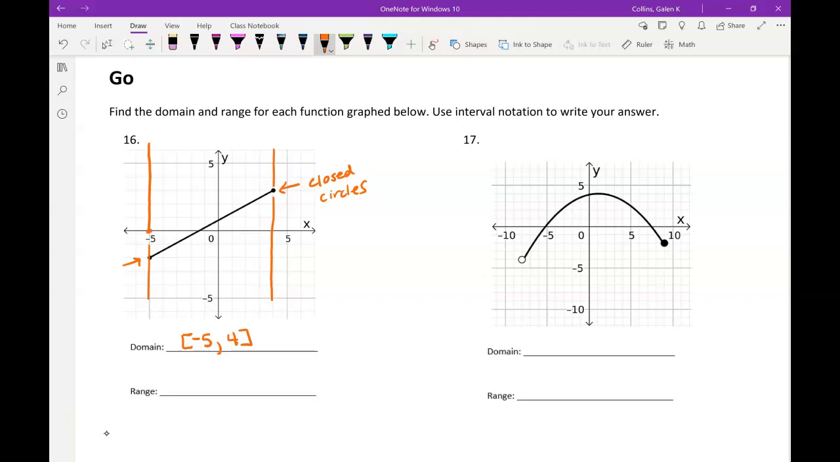So again, when I'm looking at the domain, I'm really looking at the x-axis as my number line. And this would be the same as saying all the values for x that are greater than or equal to -5 but less than or equal to 4. But when it says use interval notation, this is the interval notation that we mean.